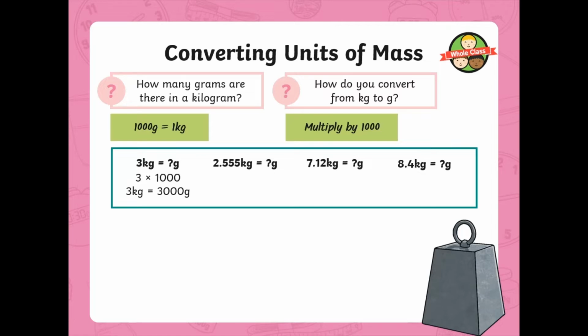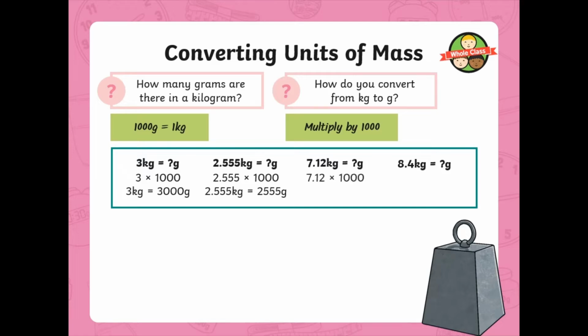2.555 kilograms. Remember, when I'm multiplying by 1,000, I'm moving everything in the place value table 3 places to the left. Or if I've got a decimal point, I'll be moving that 3 places to the right, okay? So 2.555 times 1,000 is 2,555 grams.